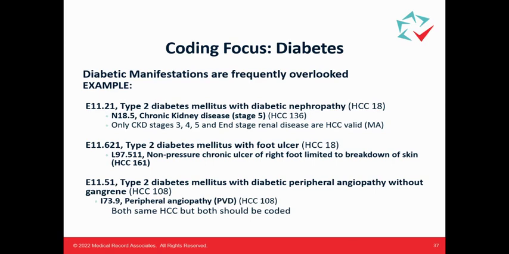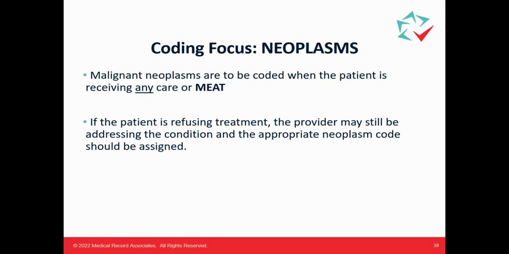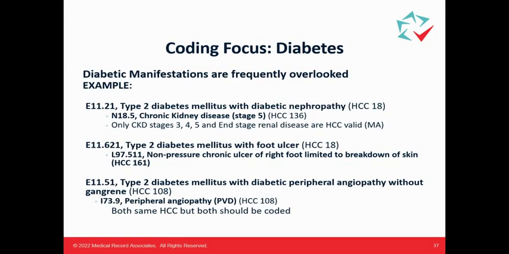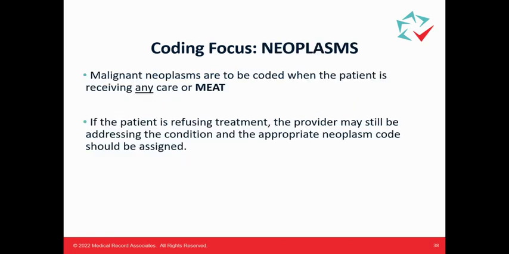Now, one thing that's interesting, diabetes type 2 with diabetic peripheral angiopathy without gangrene is HCC 108. But it tells you to also code the I73.9, which is the peripheral angiopathy. Coincidentally, it also maps to HCC 108. But regardless, in that situation, you would still want to report both codes because it tells you to report both codes.